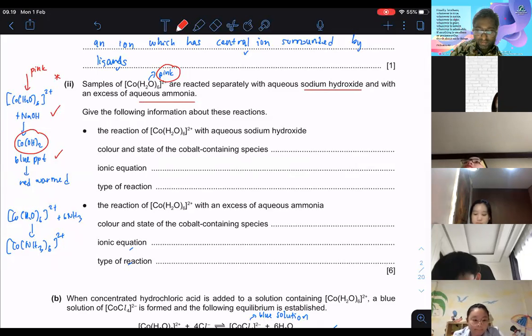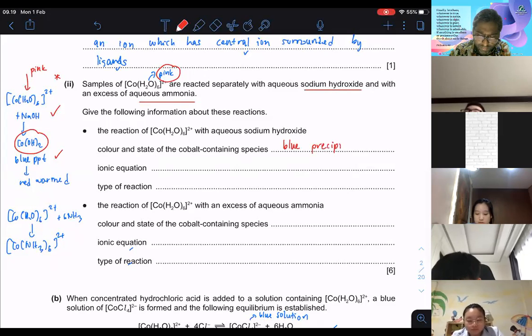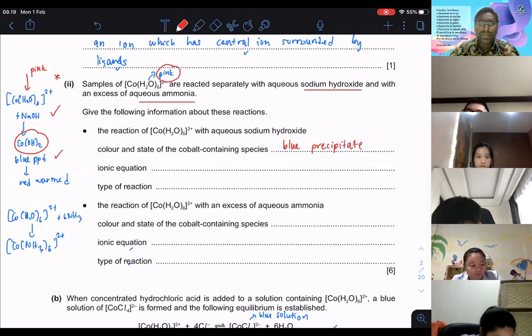To answer the question, for the reaction with aqueous sodium hydroxide, the color and state of the cobalt-containing species: the color is going to be blue, and the state is going to be precipitate. They want to know whether it's a blue precipitate or a blue solution, so in this case, it is precipitate.